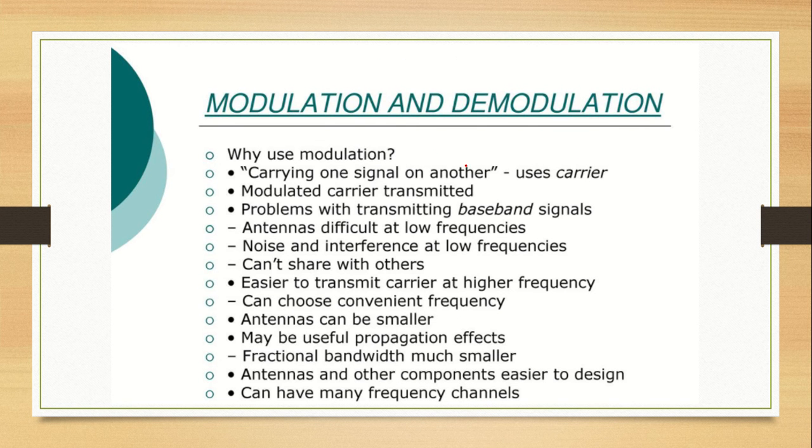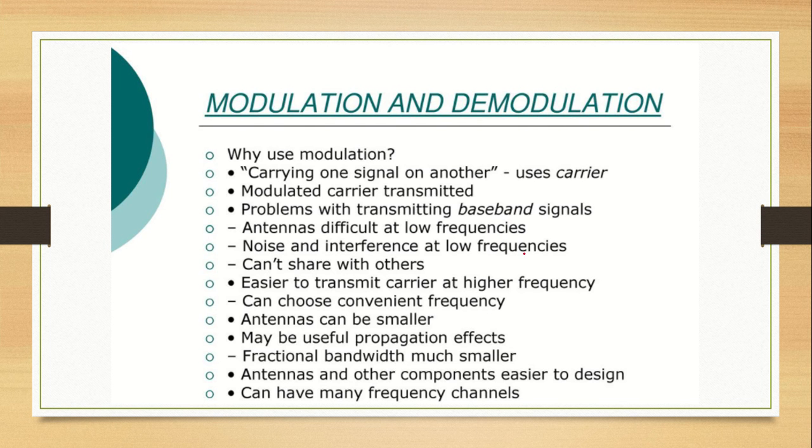So why use modulation? Here are some reasons why we use modulation. Carrying one signal on another, or making the information ride on a carrier frequency. So we use a carrier, and the modulated carrier is transmitted, because it is easier to transmit frequencies that are higher than the information signal. There will be problems with transmitting the baseband signal, so we need a carrier to do it. Antennas are difficult at low frequencies, so it's difficult to transmit low frequencies using an antenna.